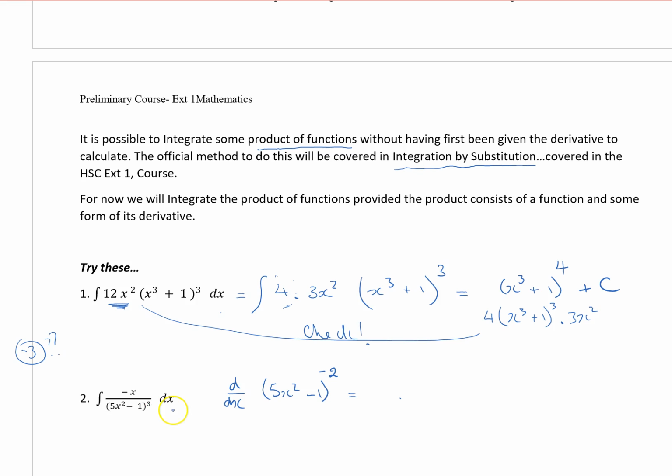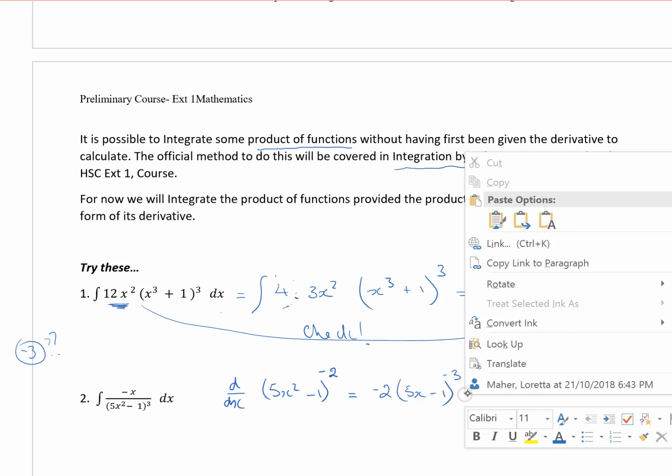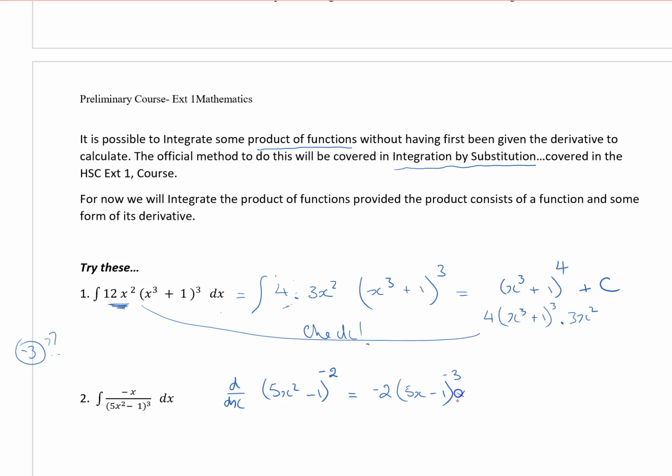What must the index have been on the term such that when I differentiated it, I subtracted 1, I got a -3? I think you can see then, if I differentiate this bracket to a -2, bring the -2 to the front, and subtract 1 from the index, because that's the differentiation rule, subtract 1, -2 subtract 1 gives -3, I will still have to multiply by the derivative of what's inside my bracket, and I lost a squared there. So that's 10x, the derivative of that.